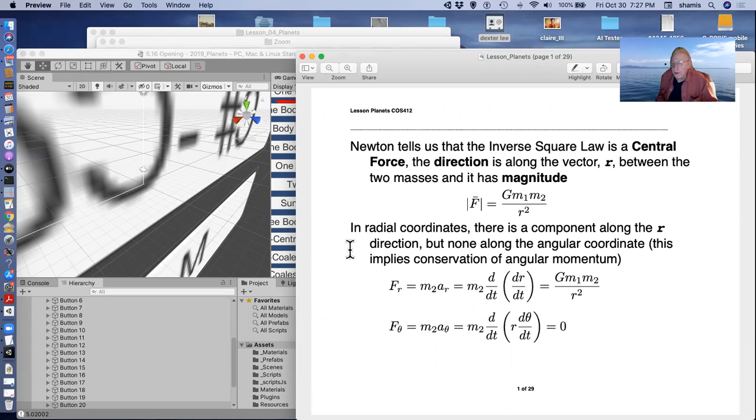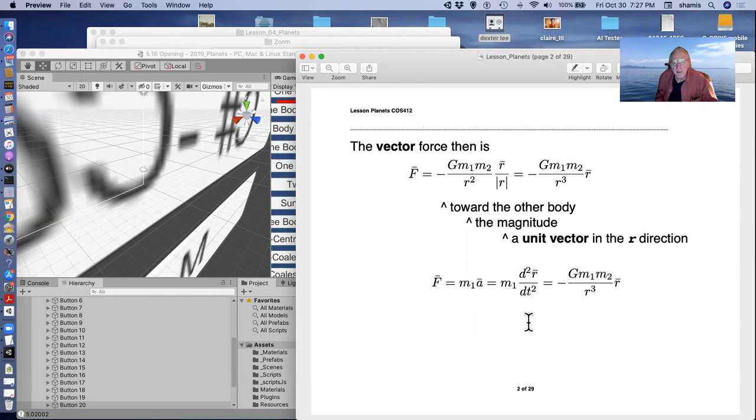If we look at this in radial coordinates, we have the r d-theta term, and we have the d-theta dt term being 0. This implies conservation of angular momentum. So how am I going to solve this?